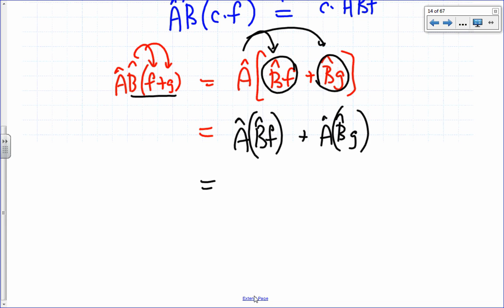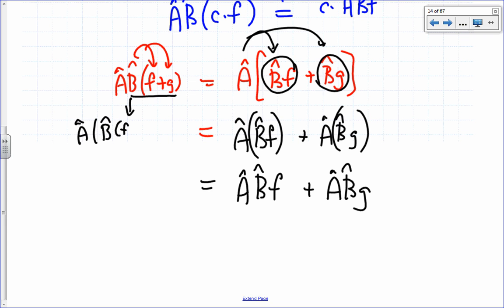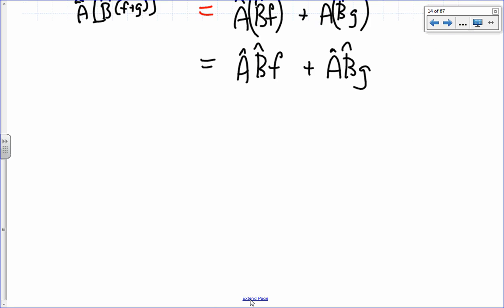And this is A hat B hat f, I know multiplication. This is the same thing as A hat B hat f, and this is A hat B hat g. Okay, I'm actually missing a step here in the proof. I should have said this is A hat operating on B hat operating on f plus g. I missed a step there. So this is the step I should have done first. Okay? That first step is the definition of operator multiplication. Alright, so we've proven the first condition.